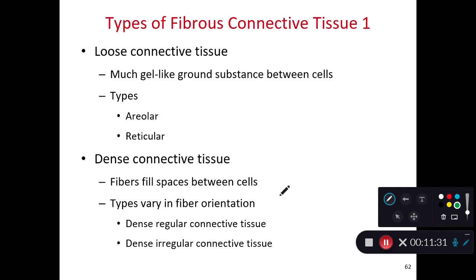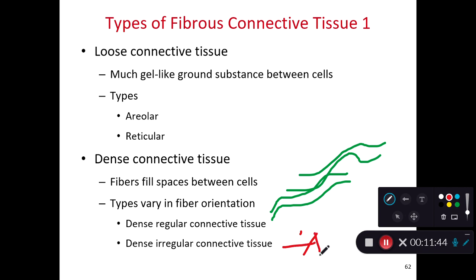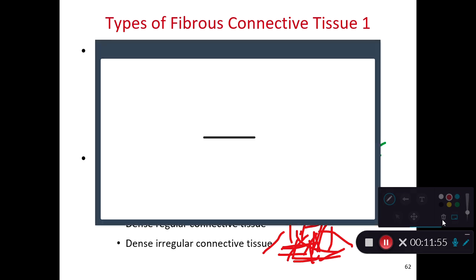When you think of a dense regular connective tissue, I want you to think of a fiber orientation where the fibers are all roughly parallel with each other. And I'll switch colors here. And if you think of a dense irregular connective tissue, I want you to think of a tissue where the collagen fibers are irregularly oriented to each other. It's kind of a hot mess. It looks a little bit like hamburger, for lack of a better analogy.